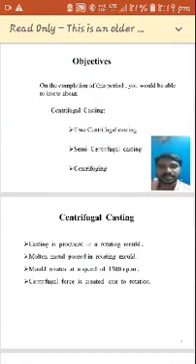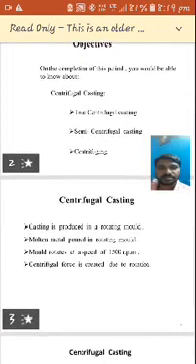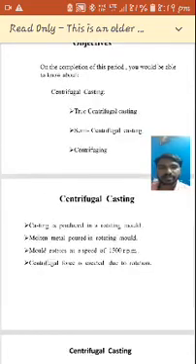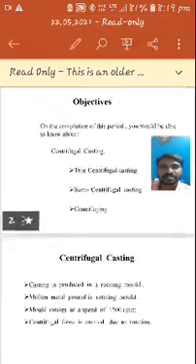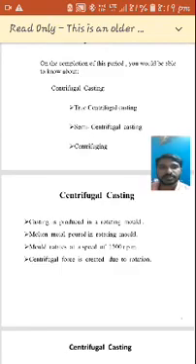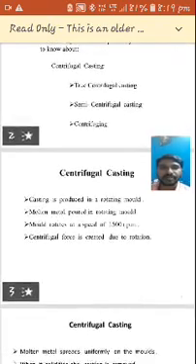Last class we discussed die castings. They also have types of die castings, four methods in there. Now here in centrifugal casting there are three methods. So one by one we will see.